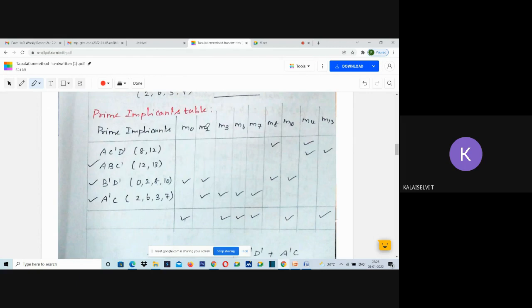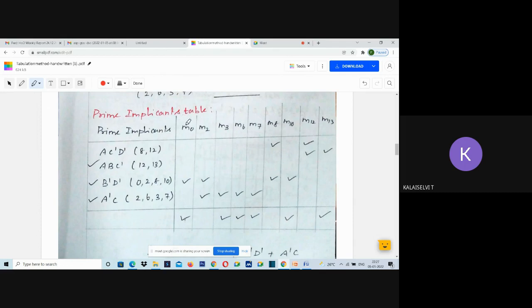And for the remaining ones, for M2, it consists of two tick marks. So we should not consider this column, or the minterm M2. And for M8 also, we are having two tick marks. We should not consider this. And M12, it consists of two tick marks, so we should not consider. So we have to consider the minterms which are having only one tick mark.